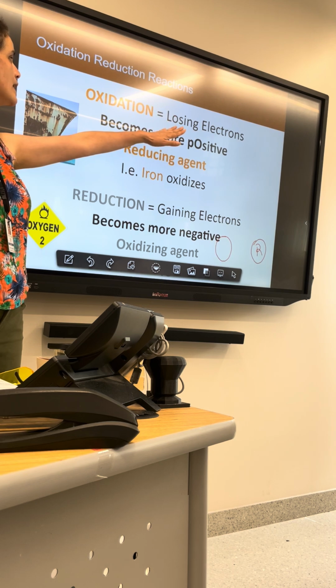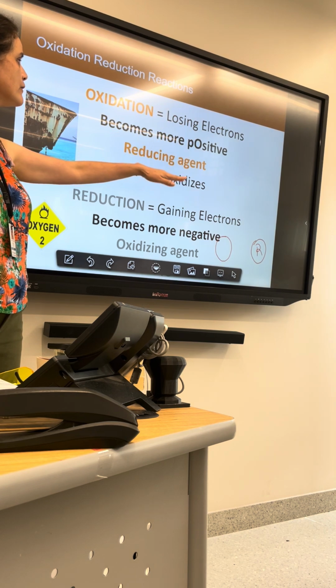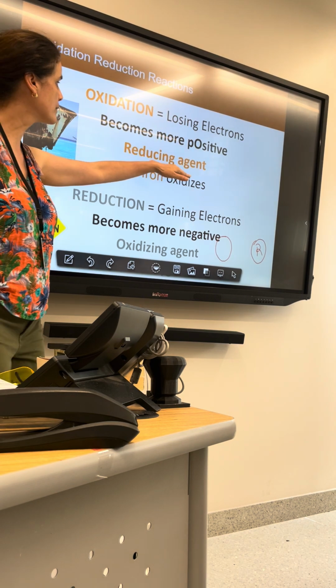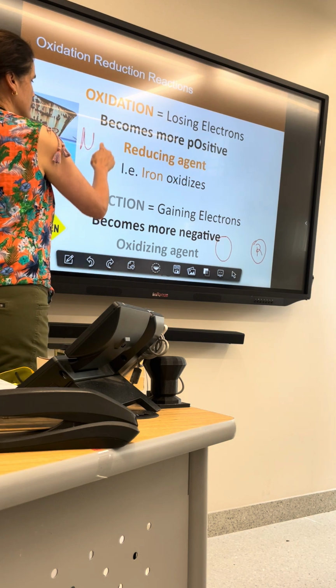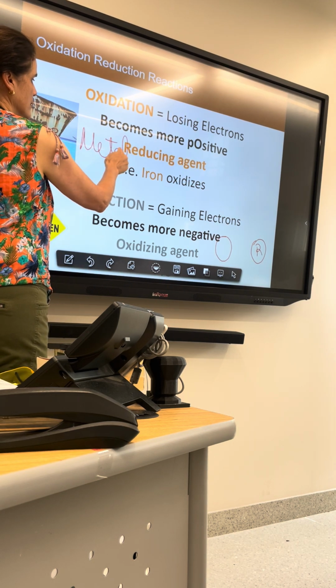Oxidation loses electrons, becomes more positive, is a reducing agent, right? That's your metal.